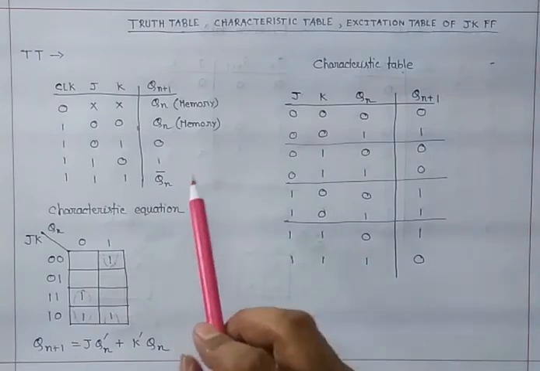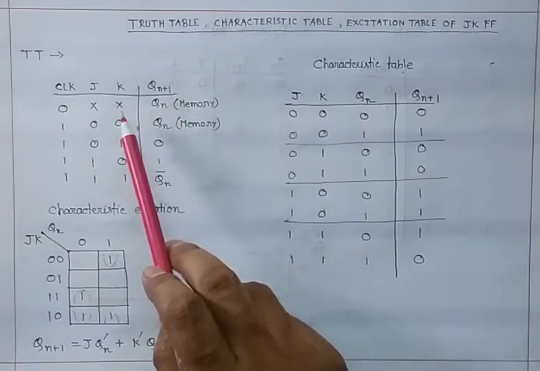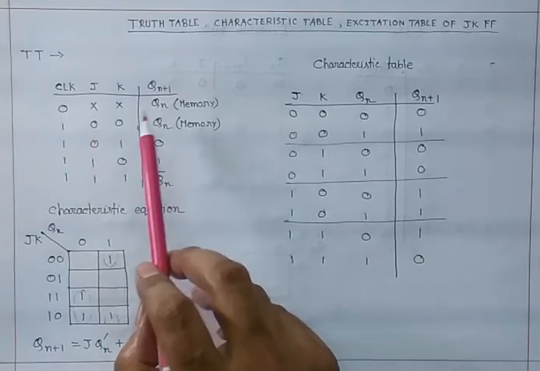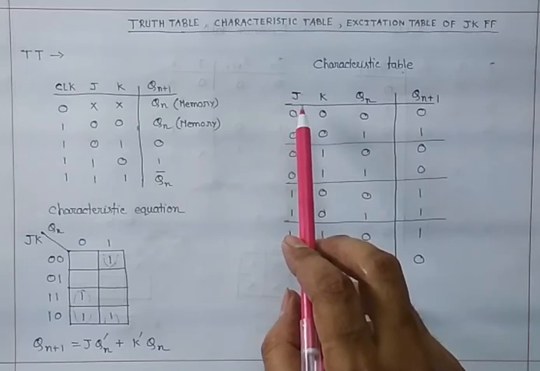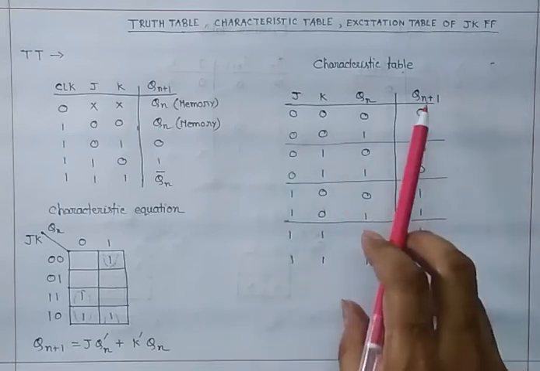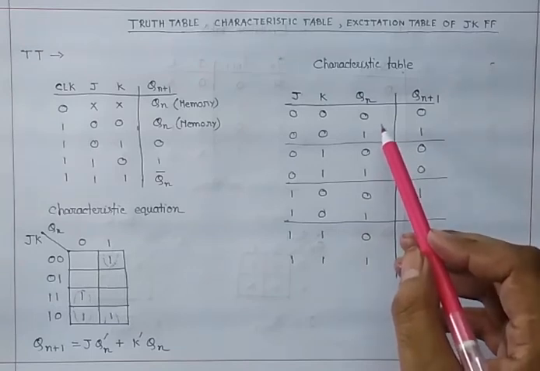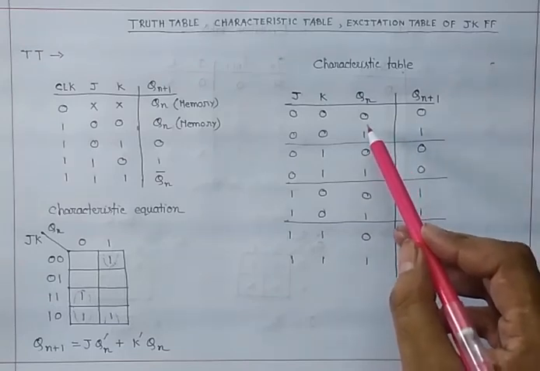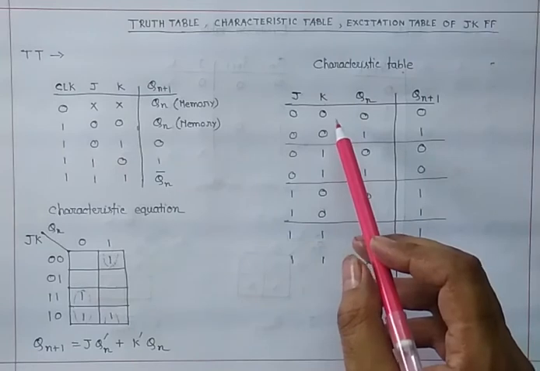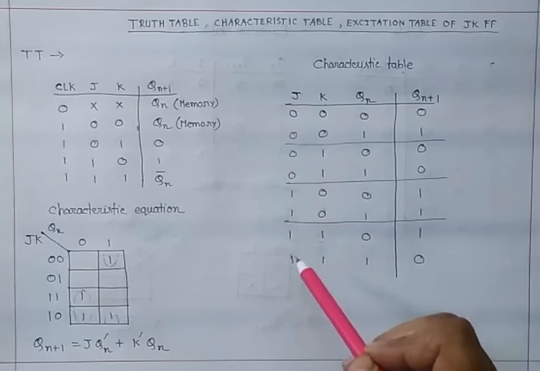From the truth table, we know that the present output Qn plus 1 depends upon the inputs J, K as well as the previous state output Qn. That's why we are taking three inputs for the characteristic table: J, K and Qn, and my output is Qn plus 1. We put the value of Qn as 0 1 0 1 0 1 in consecutive manner, the value of K as 0 0 1 1 in this manner, and the value of J as 0 0 0 0 1 1 1 1.